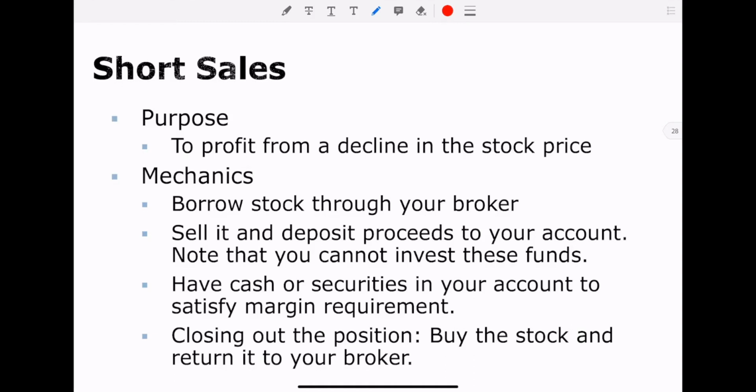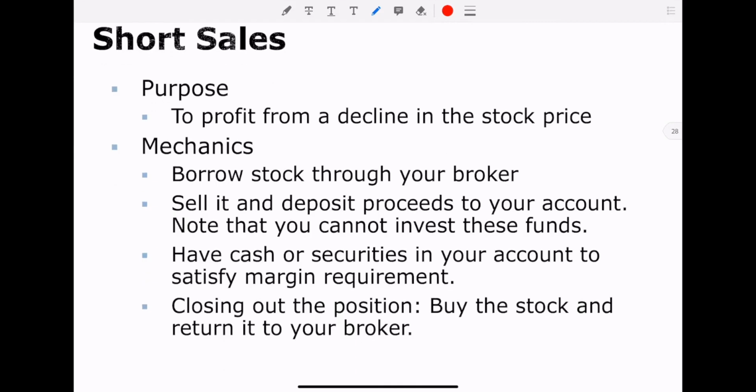So first, why do you do short sale, right? Well, because you're expecting a decline in the stock price, right? You want to profit from a decline in the stock price. That's why you want to do a short sale. Now, how does short sale work? First, you will borrow, right? You will borrow stock.